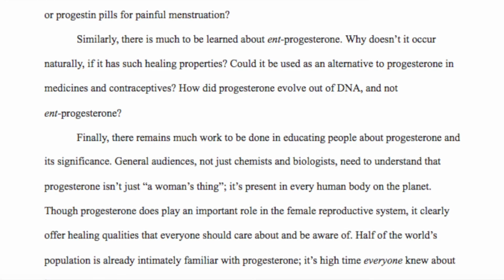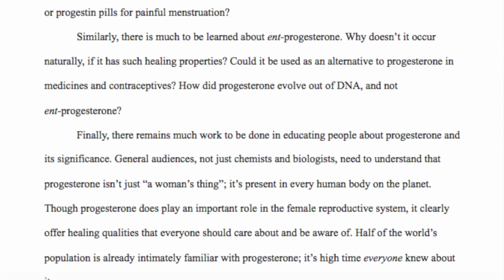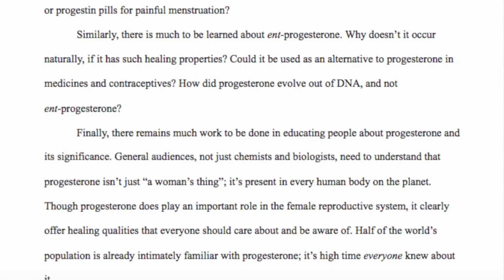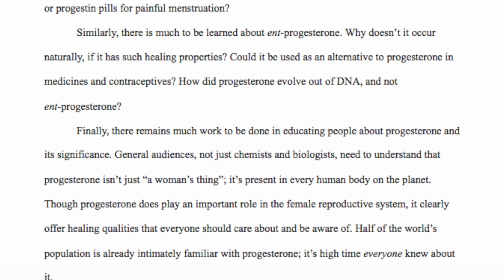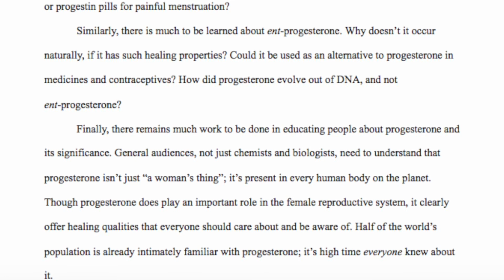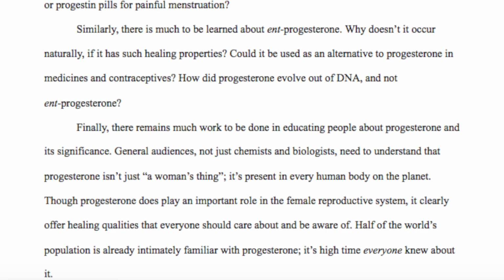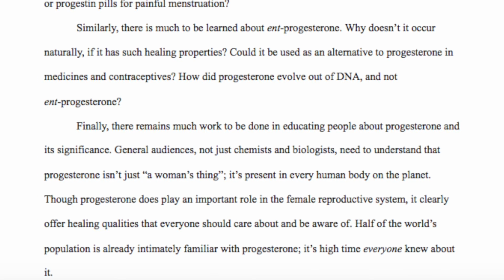Though progesterone does play an important role in the female reproductive system, it clearly offers, typo here, that I somehow got a good grade on, healing qualities that everyone should care about and be aware of.